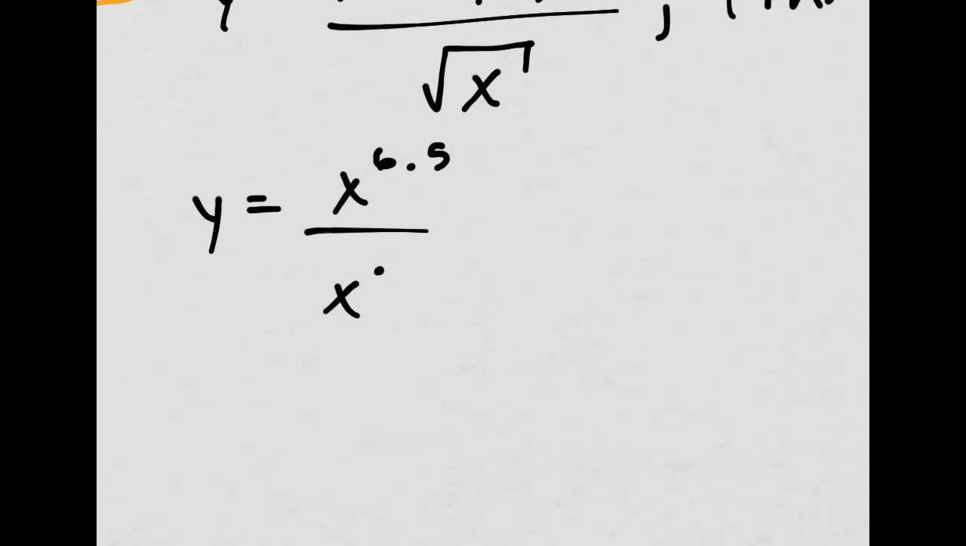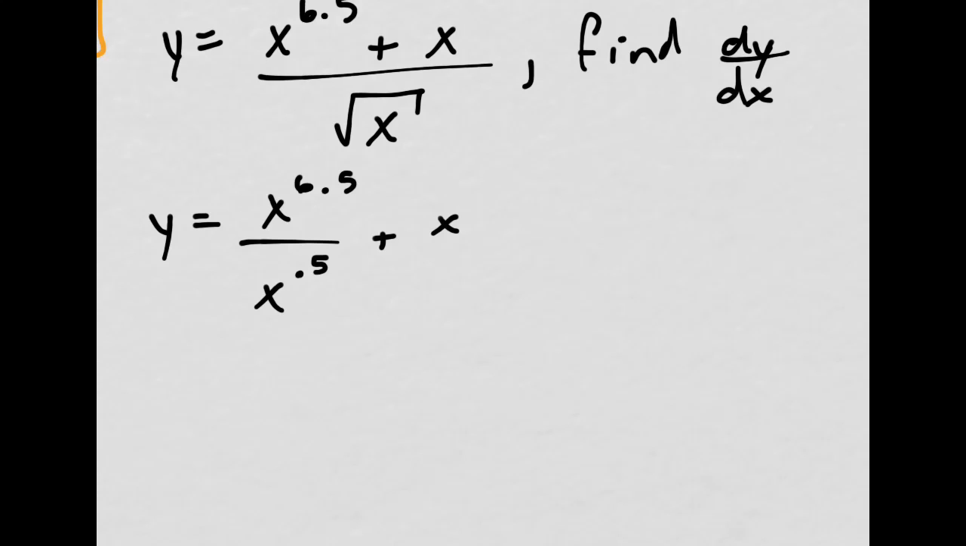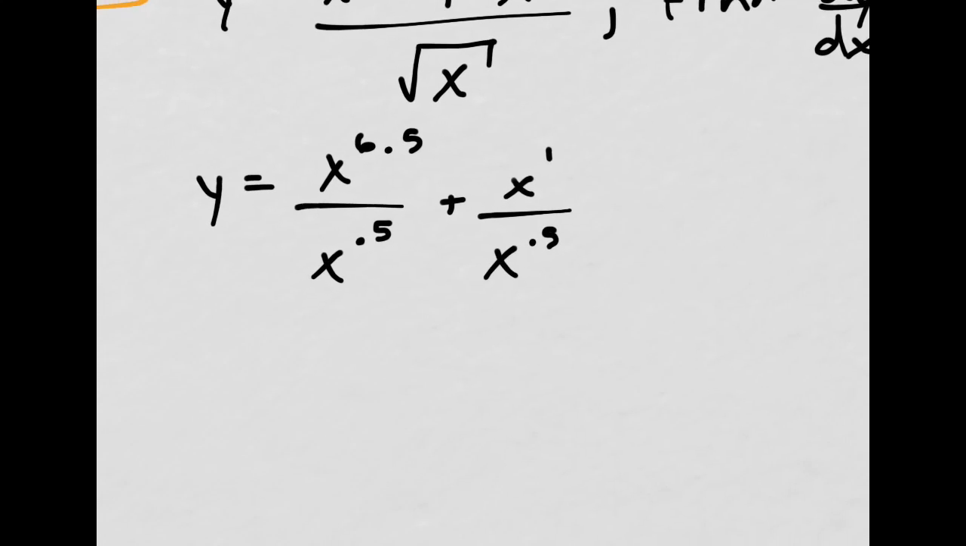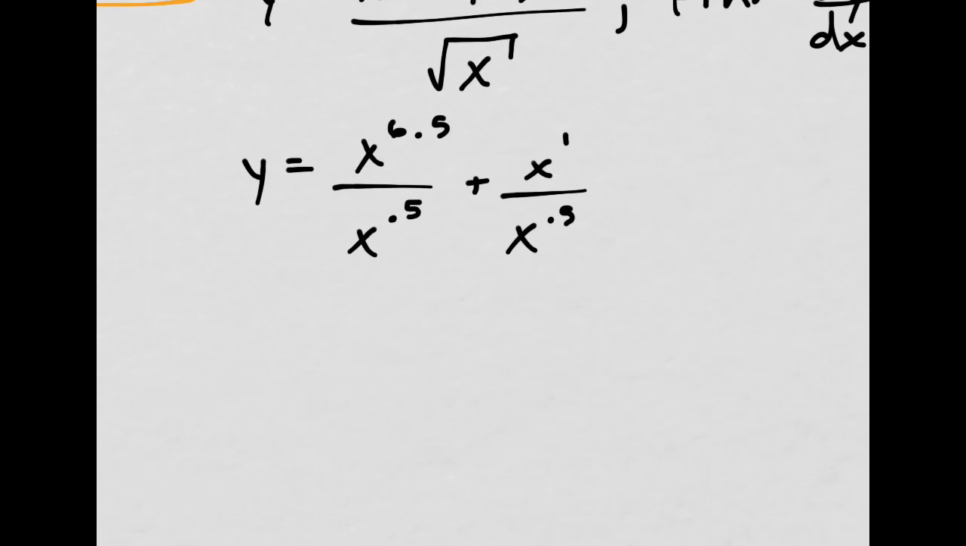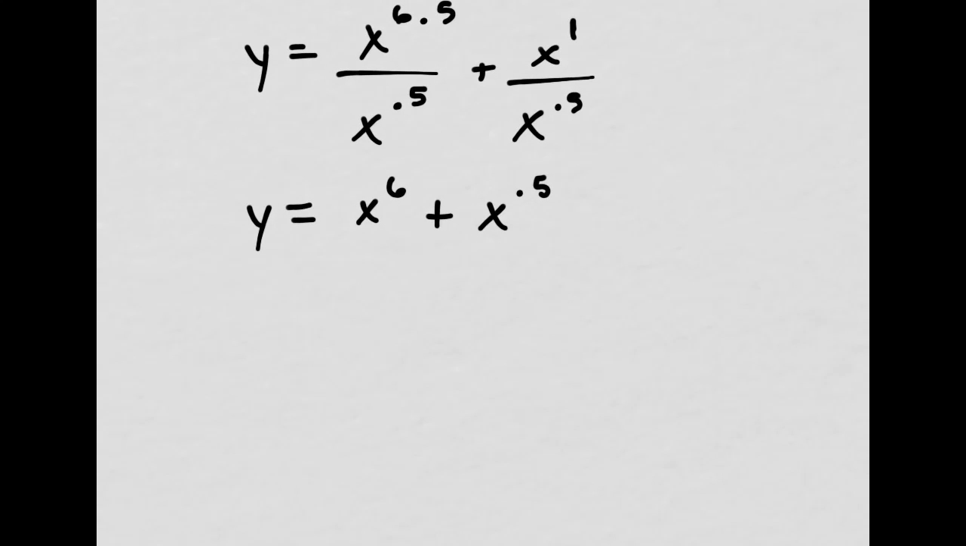But instead of 1/2, I'm gonna say 0.5 because the top is a decimal, so I'm gonna put the bottom as a decimal. And then plus x is x to the 1 over x to the 0.5. Why did he do that? Well, when you have the same base, remember, you subtract the exponents. So y actually equals x to the 6th plus x to the 0.5, because 1 minus 0.5 is 0.5. So now I could take the derivative.